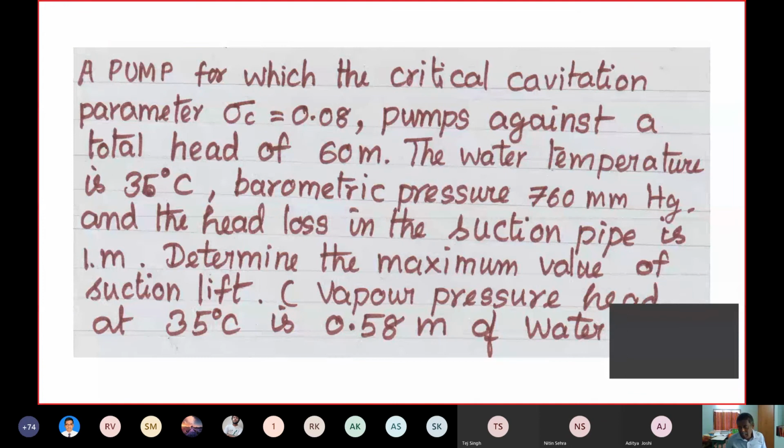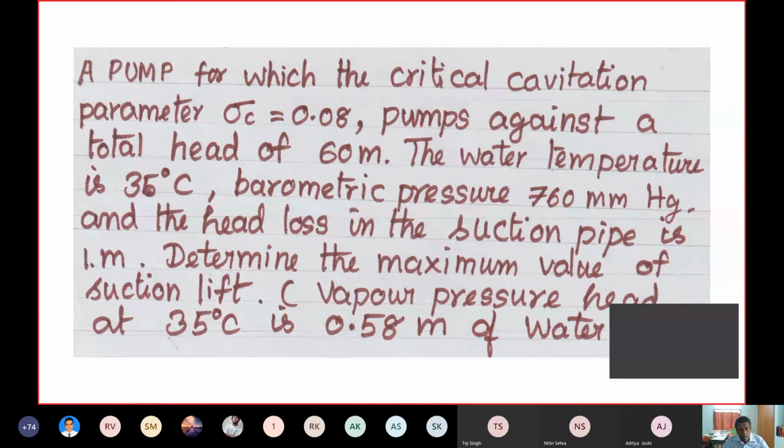Okay. Now based on this, we'll see a simple problem. A pump for which the critical cavitation parameter sigma c is 0.08 pumps against a total head of 60 meters. The water temperature is 35 degrees centigrade. The barometric pressure is 760 millimeters of mercury and the head loss in the suction pipe is 1 meter. Determine the maximum value of suction lift, given the vapor pressure head at 35 degrees centigrade is 0.58 meters of water column.